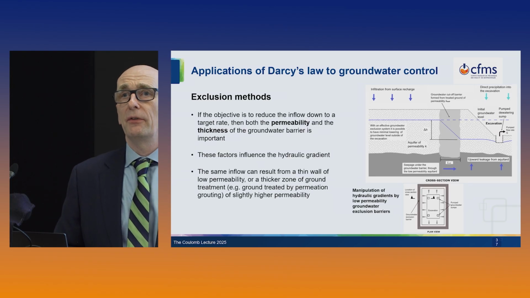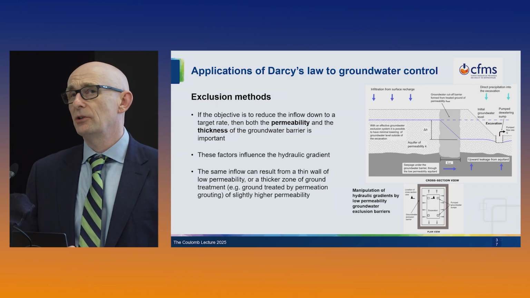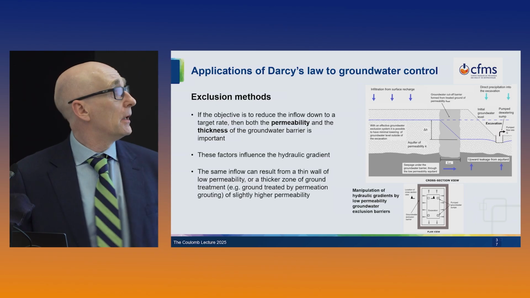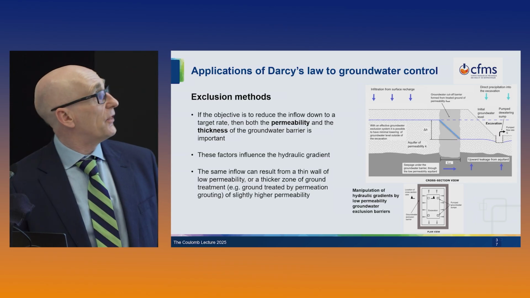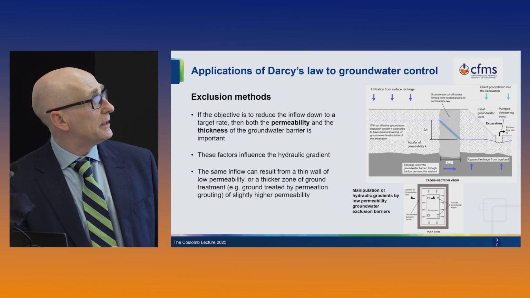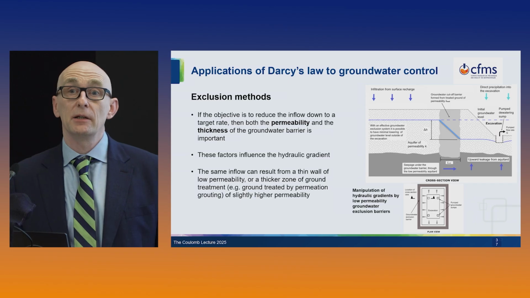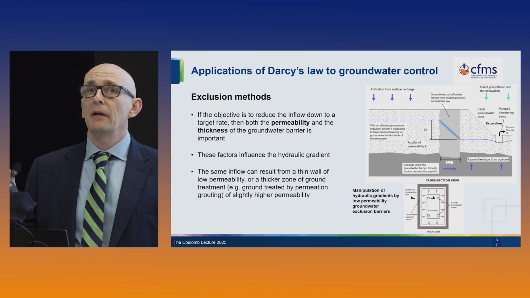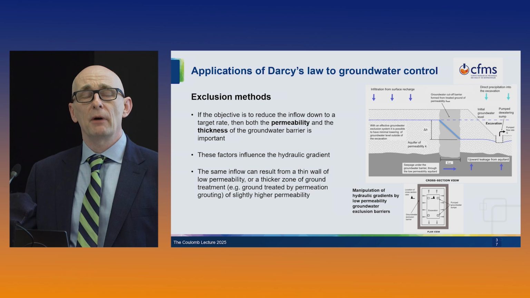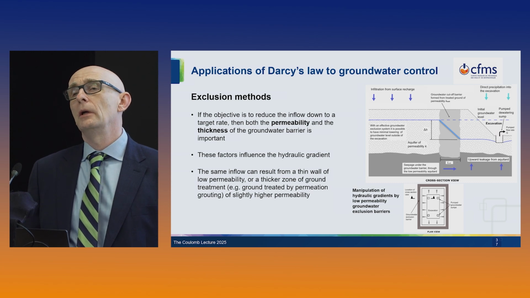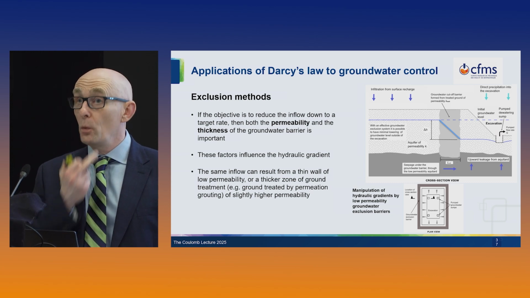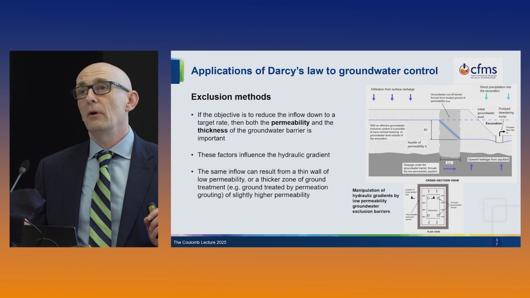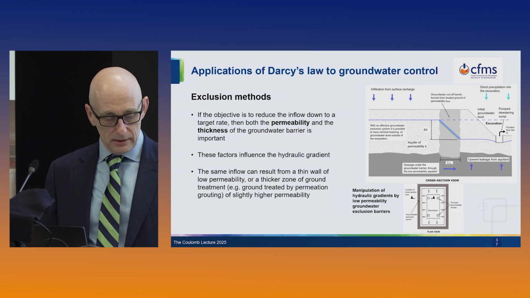It's also worth noting that looking at Darcy's law in this way tells us that the thickness of the wall is also a parameter, because the thickness of the wall affects the hydraulic gradient. There's the hydraulic gradient now. It's much flatter than the last image. And so, for example, that's why if you compare a physical exclusion barrier for groundwater that's a thin wall, maybe a concrete diaphragm wall, compare that with a thicker zone of treated ground, like maybe a jet grouting barrier, both the thickness and the permeability is relevant.